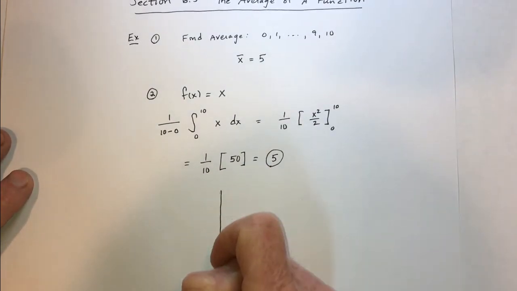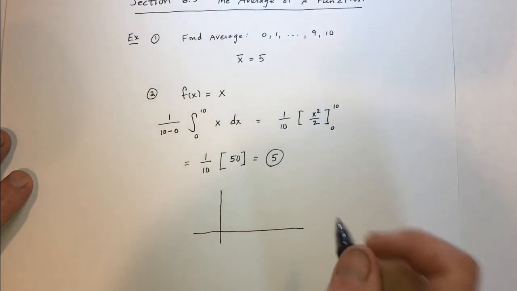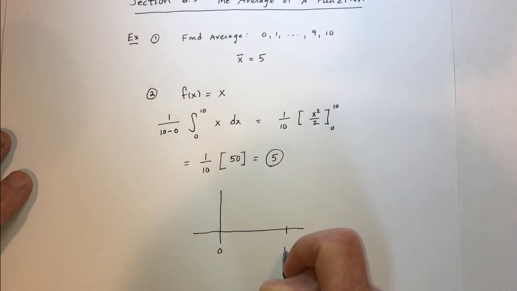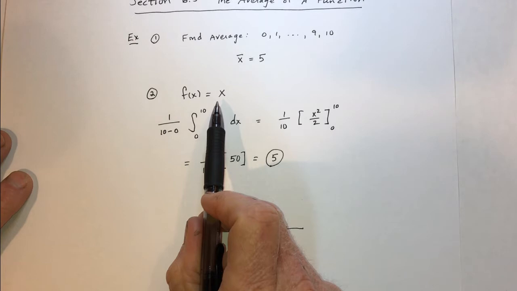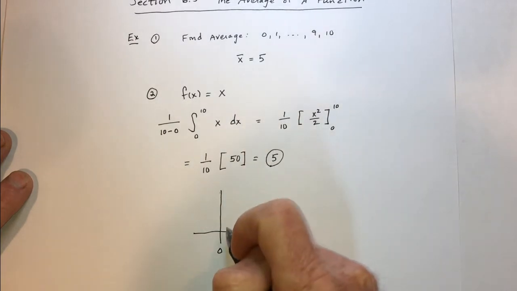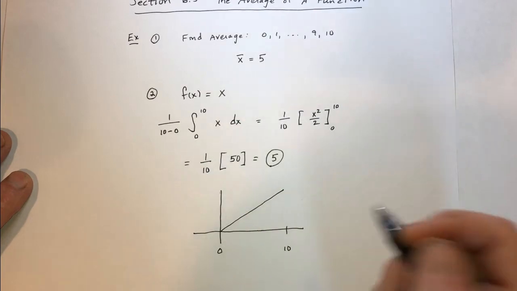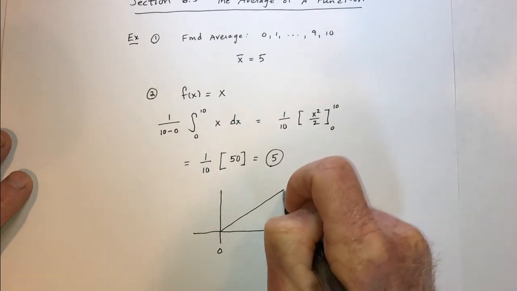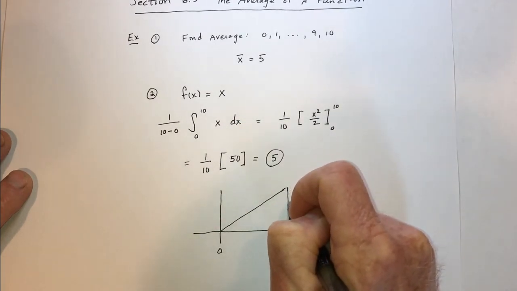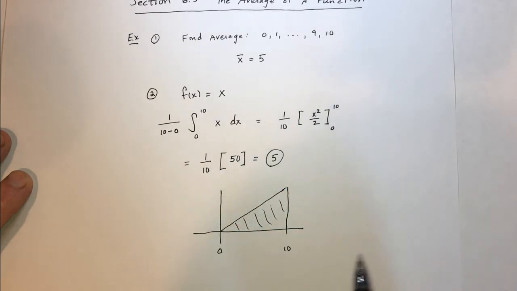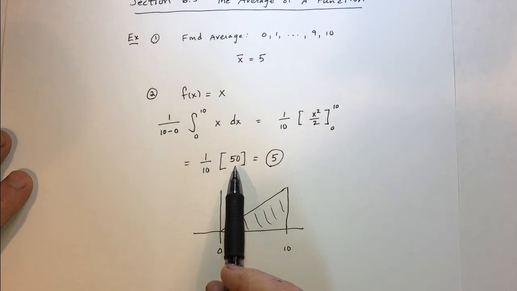Slightly different way to look at this calculus way of doing it. The interval goes from 0 to 10. The function is just y equals x, which is a line with a slope of 1. And when you integrate, you're actually finding the area under the curve. So we were actually finding this area, and that area turns out to be 50.